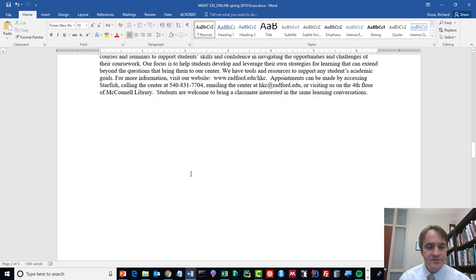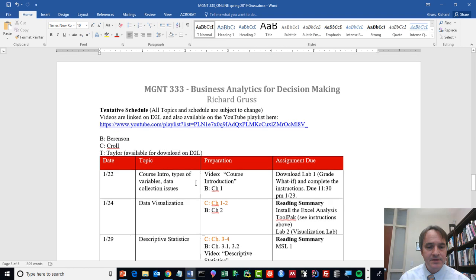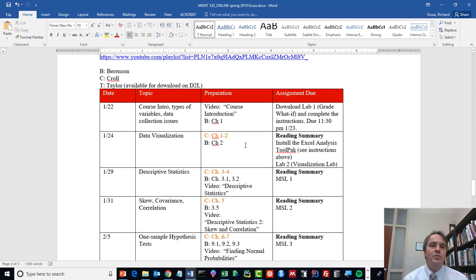Moving down to the schedule, I'll just point out a few things. The way this works, I'm going to try to keep you in sync with my in-class section of 333 as much as possible. The reason is that I encourage you, especially if you're having trouble, to come to the class. It meets Tuesday and Thursday, 9:30 to 10:45.